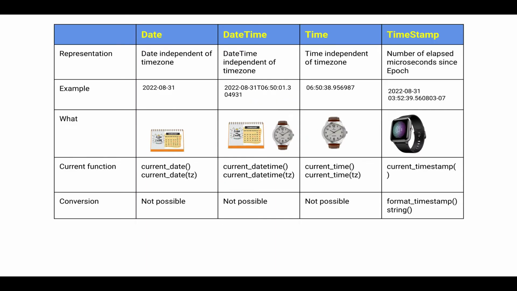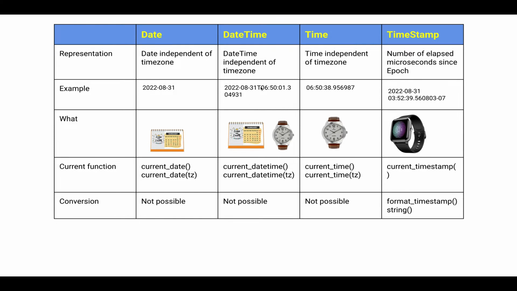Date, datetime, and time represent the value independent of time zone, whereas timestamp represents the number of elapsed microseconds since the epoch, which is considered as 1970-01-01 midnight UTC time. So for example, a date will be represented simply as August 31st, 2022.